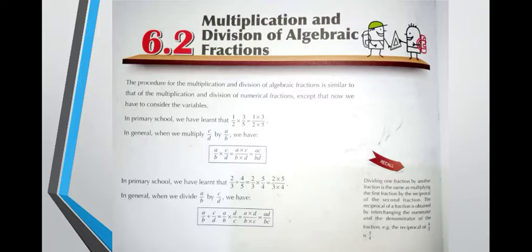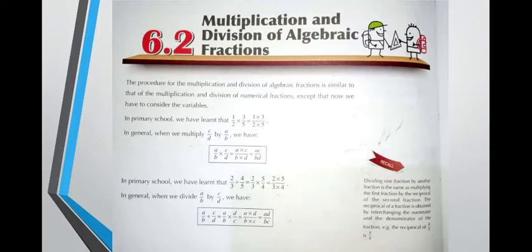In primary school, we have learned that 1 over 2 times 3 over 5 equals 1 times 3 over 2 times 5. Of course, now, in general, when we multiply A over B by C over D, this time we replace the numbers with variables. It'll be the same thing. Look at the box: A over B times C over D will be A times C over B times D, which is AC over BD. When you multiply variables, you just attach them together, right?